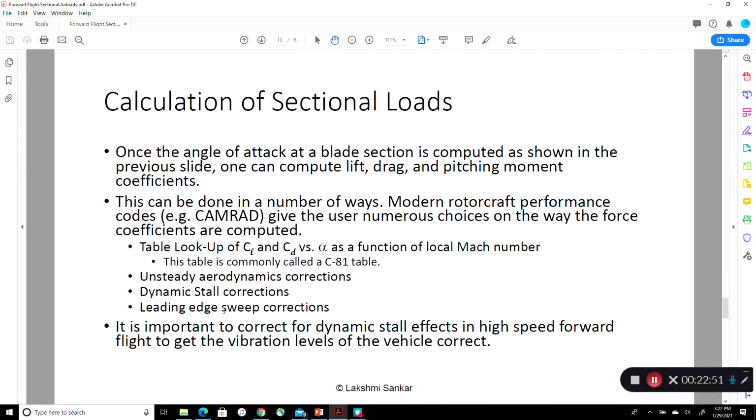Also, if the leading edge is swept back, then the wind is coming at the leading edge not perpendicular to it, but at an angle. Then you have to correct for the sweep. For example, the Black Hawk helicopter, as well as the Apache, has a leading edge swept near the tip. So we need to make some corrections for it. These are normally accounted for.